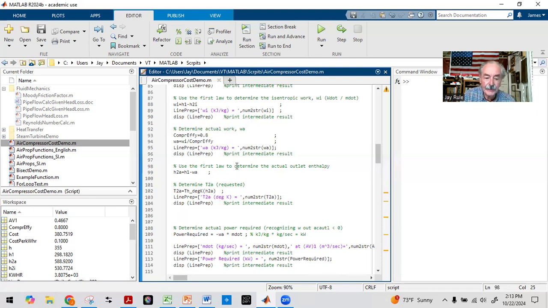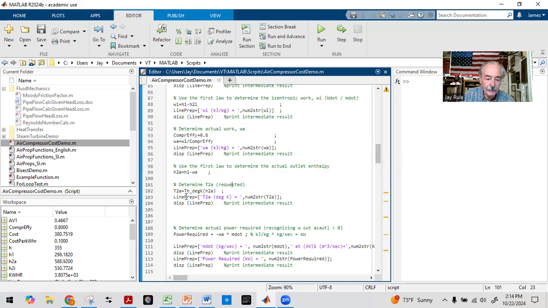But now let's work on that actual outlet temperature, T2A. We're going to write the first law again for the actual compressor process and solve for H2 actual. So do you see that this MATLAB expression, H2A equals H1 minus WA, is not just a formula, it's an expression of the first law rearranged. So it's using the first law. H2A equals H1 minus WA. So we found H2A. We're seeking to find T2 actual.